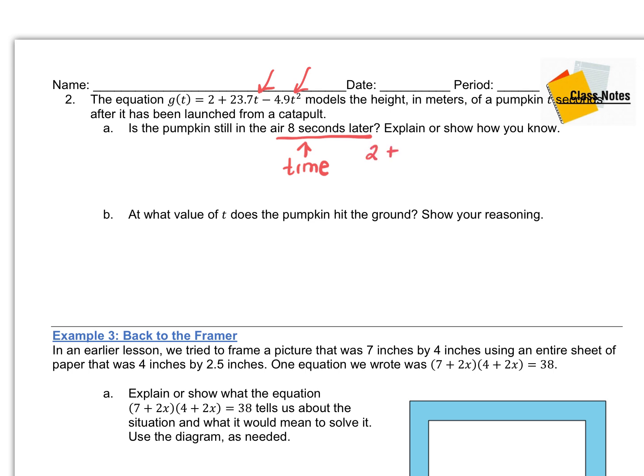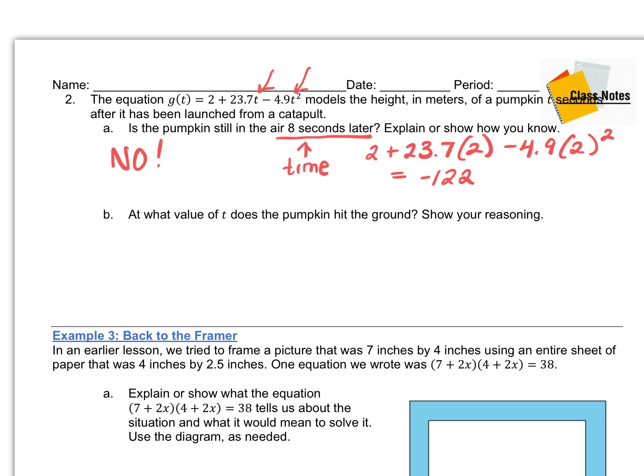So 2 plus 20, whoops, forgot the 2. 23.7 times 2 minus 4.92 squared, right? If I evaluate that, that comes out to be negative 122. So then the answer to that is no. The height is negative. It's already hit the ground.